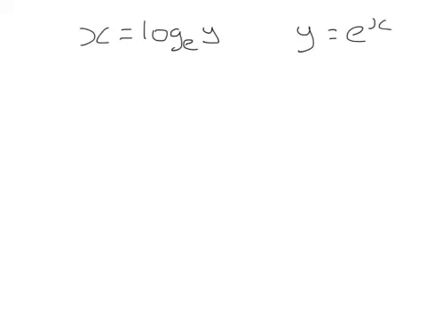Now this is such an important function that log to the base e has its own notation, and it's the natural log of y. So these two mean the same thing. ln stands for natural log. L, n, log natural, I think it comes from the French, logarithme naturel, that's my French pronunciation, that's as far as it goes. So x is ln y, natural log of y, that means log to the base e of y.